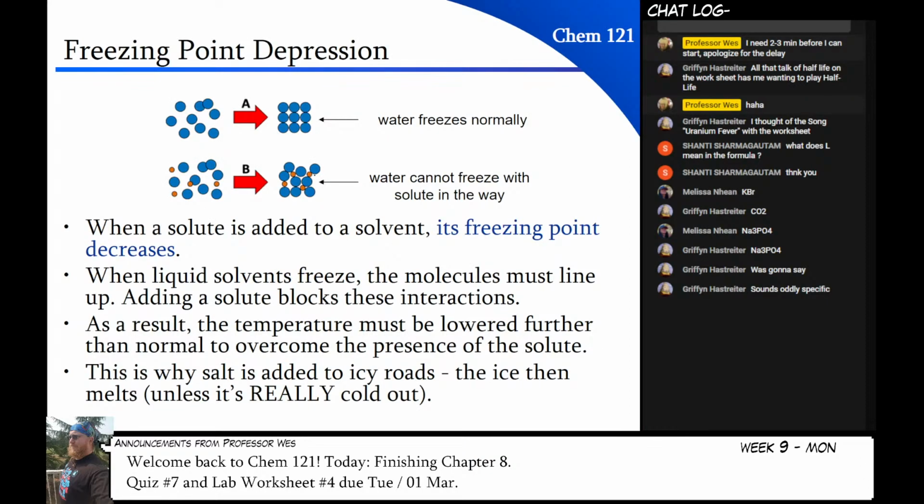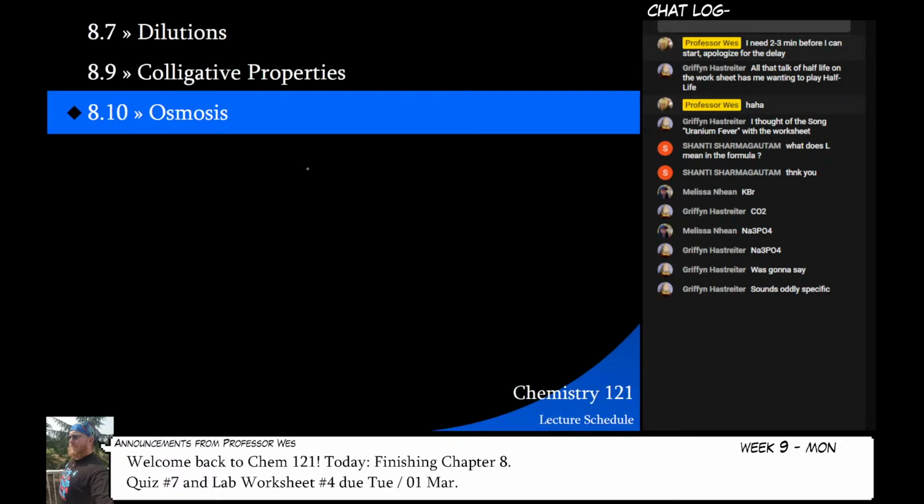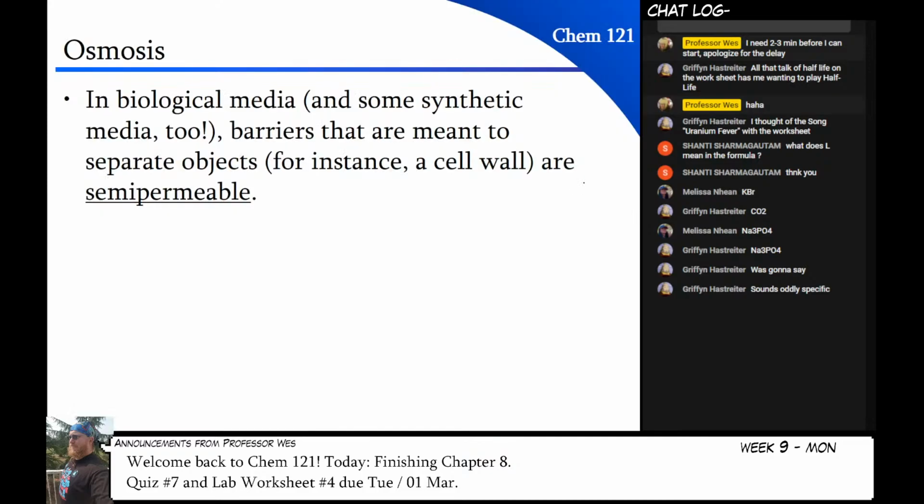Okay, so those are our colligative properties that we're going to talk about at a very brief level of detail. Osmotic pressure in the next section, we're going to talk about in more detail. All right, so what is osmosis? You're actually studying that this week in the lab experiment.